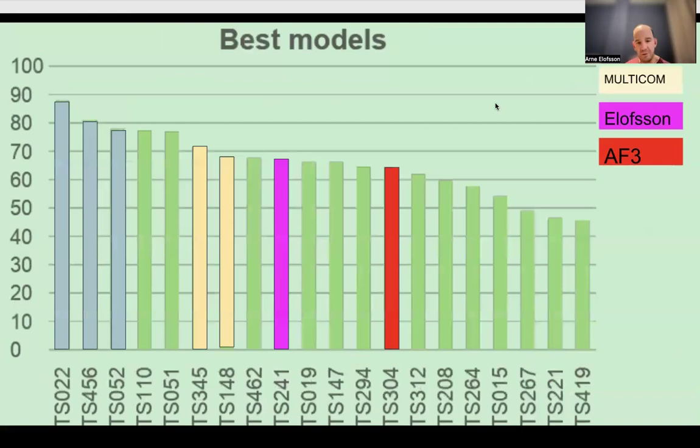And the best models we ranked slightly lower. Other people could generate things with more variability and generate not top-ranked models, but better than us. But there are also a handful of groups. And in this case, Elofsson was slightly better than AlphaFold 3, but the difference is marginal.